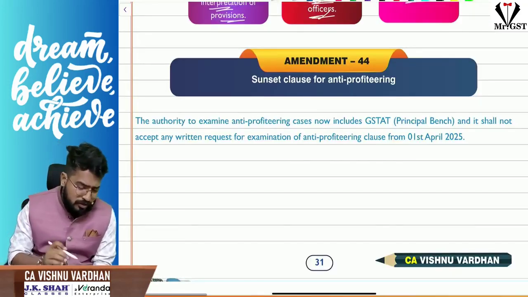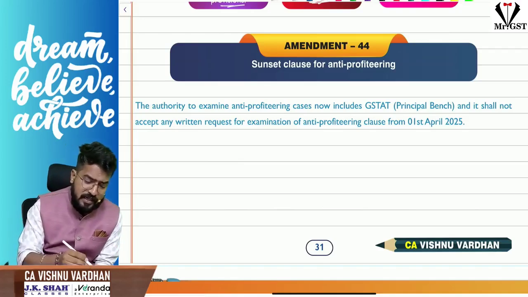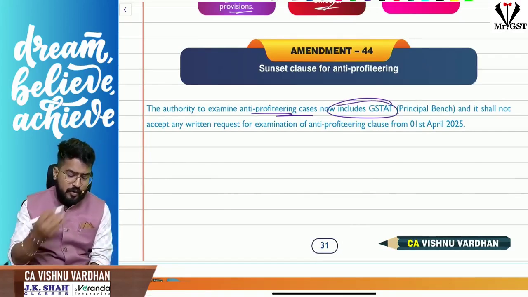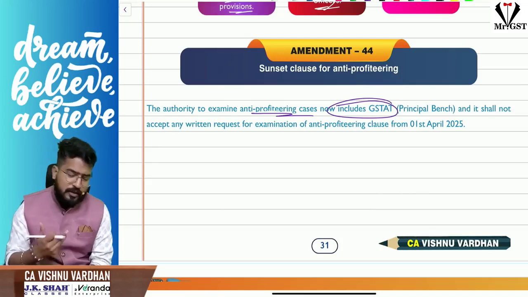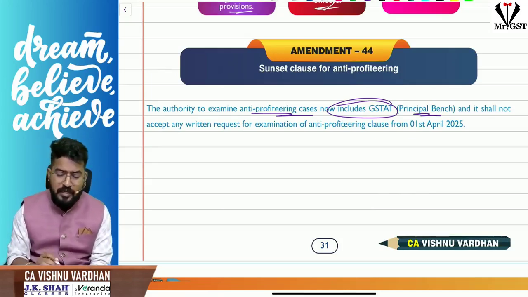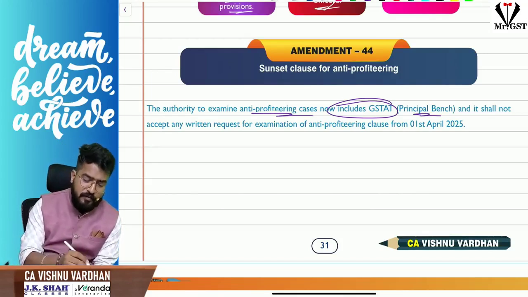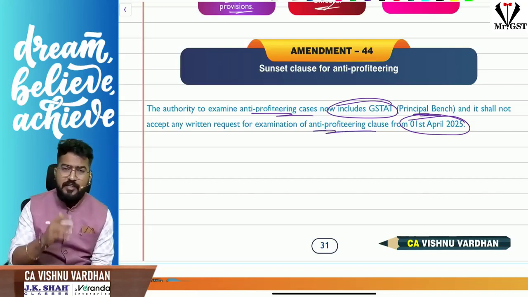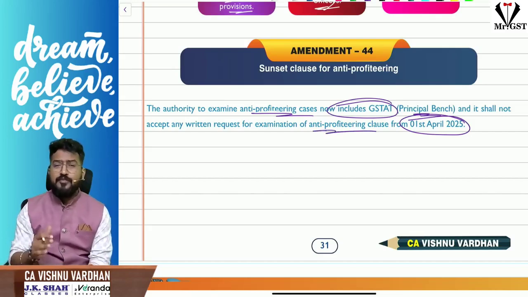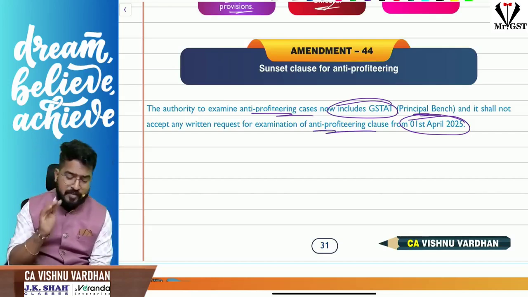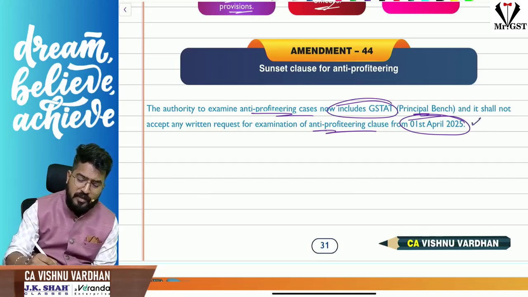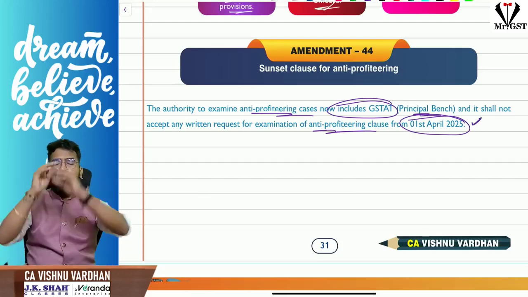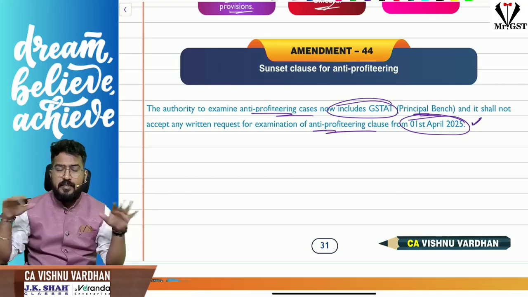Next is a small point we have discussed regarding the anti-profiteering clause. The authority to examine those cases includes the GST authority, especially the principal bench only, but no cases will be accepted from 1st April 2025 with respect to the anti-profiteering clause. So anything you want to complain to the prescribed authority with respect to anti-profiteering will not be available from 1st April 2025. So with 31st March 2025, all anti-profiteering complaints are done and dusted, will be closed.